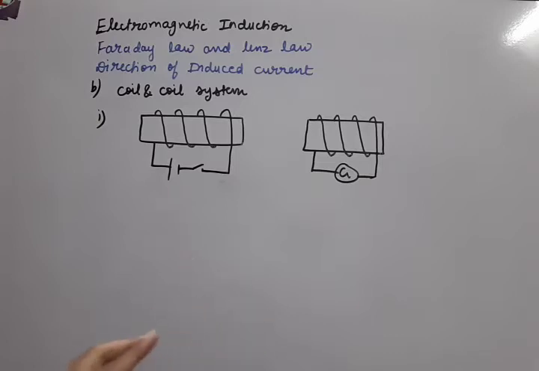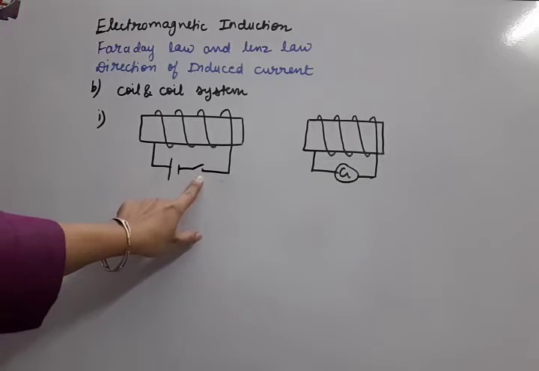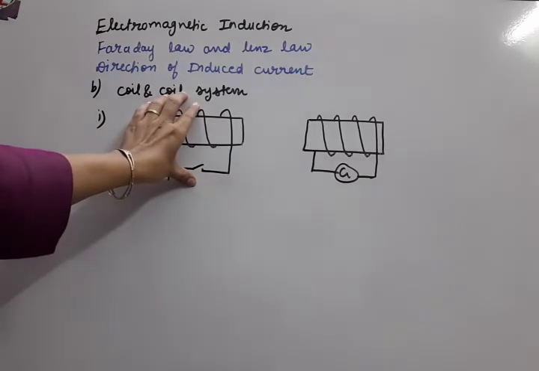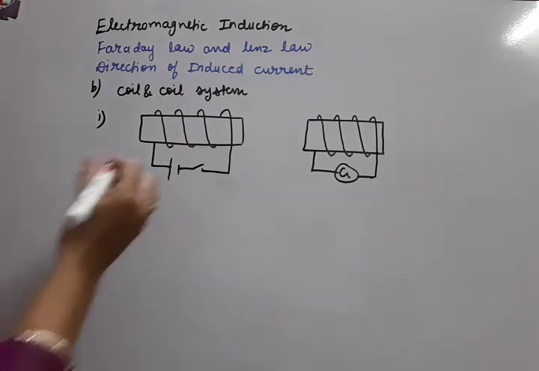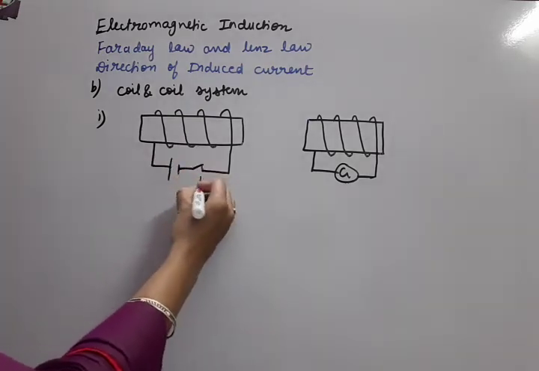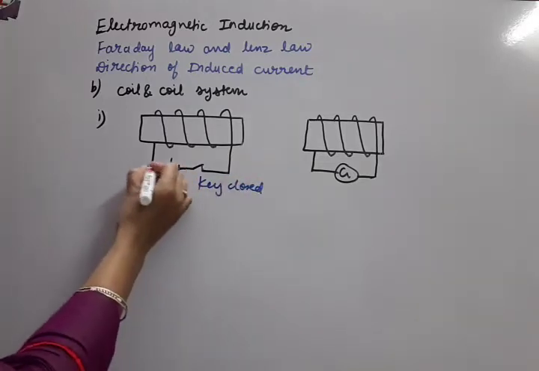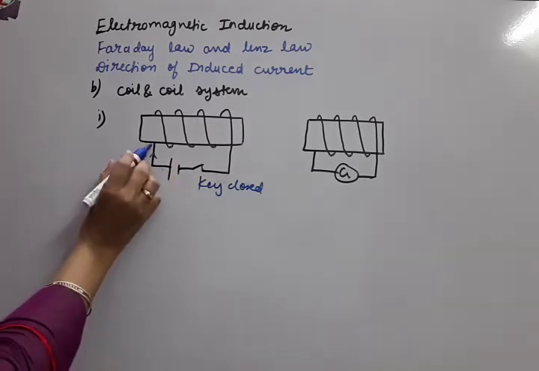Okay, so let us start now. First of all, you will always try to find out the poles of this primary coil. If it is a magnet you already know the poles, but just now it is a coil, so you need to prepare the poles. So let us start. If the key is closed, then current will flow from the positive side of the battery. So take the current from the positive side.